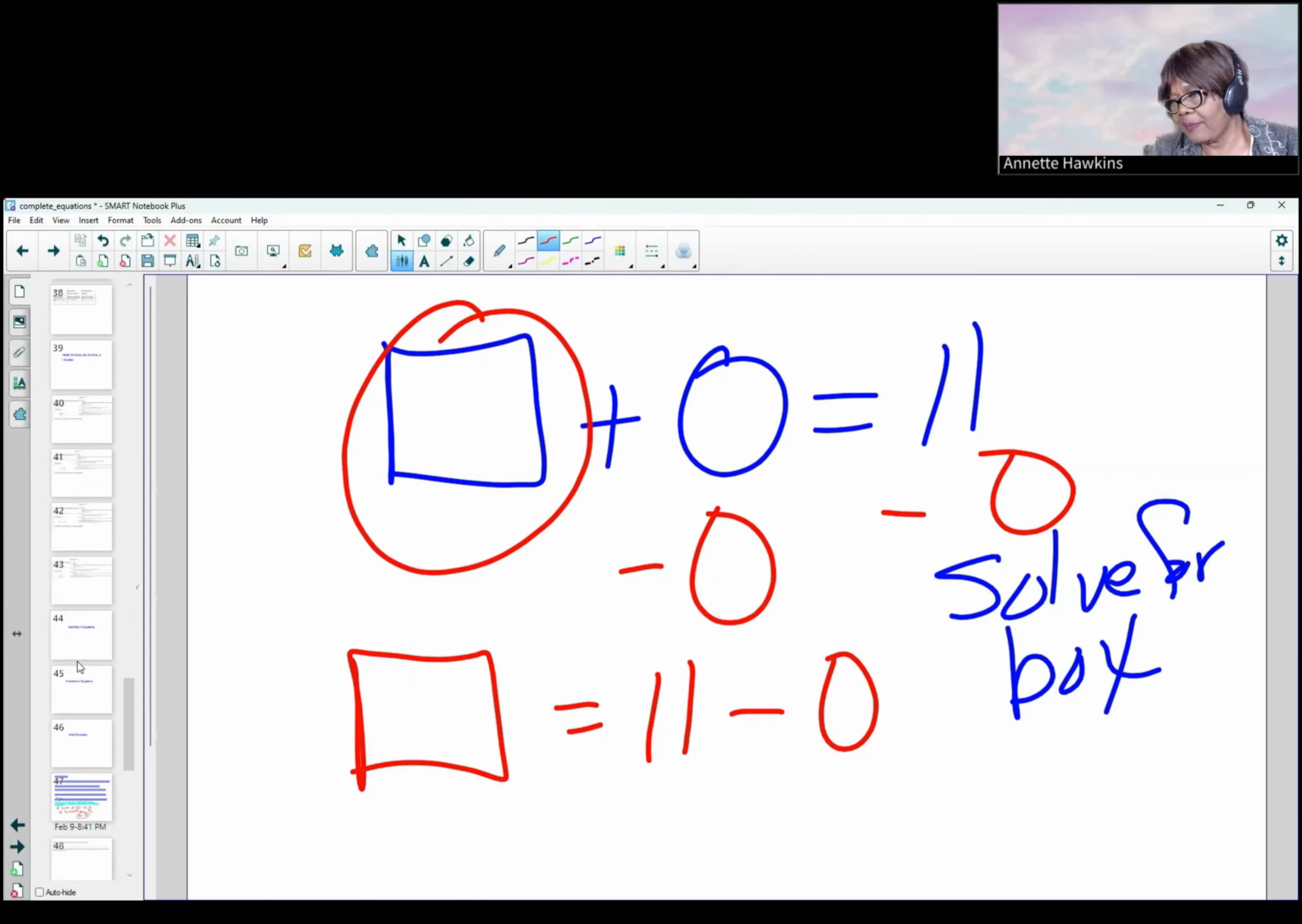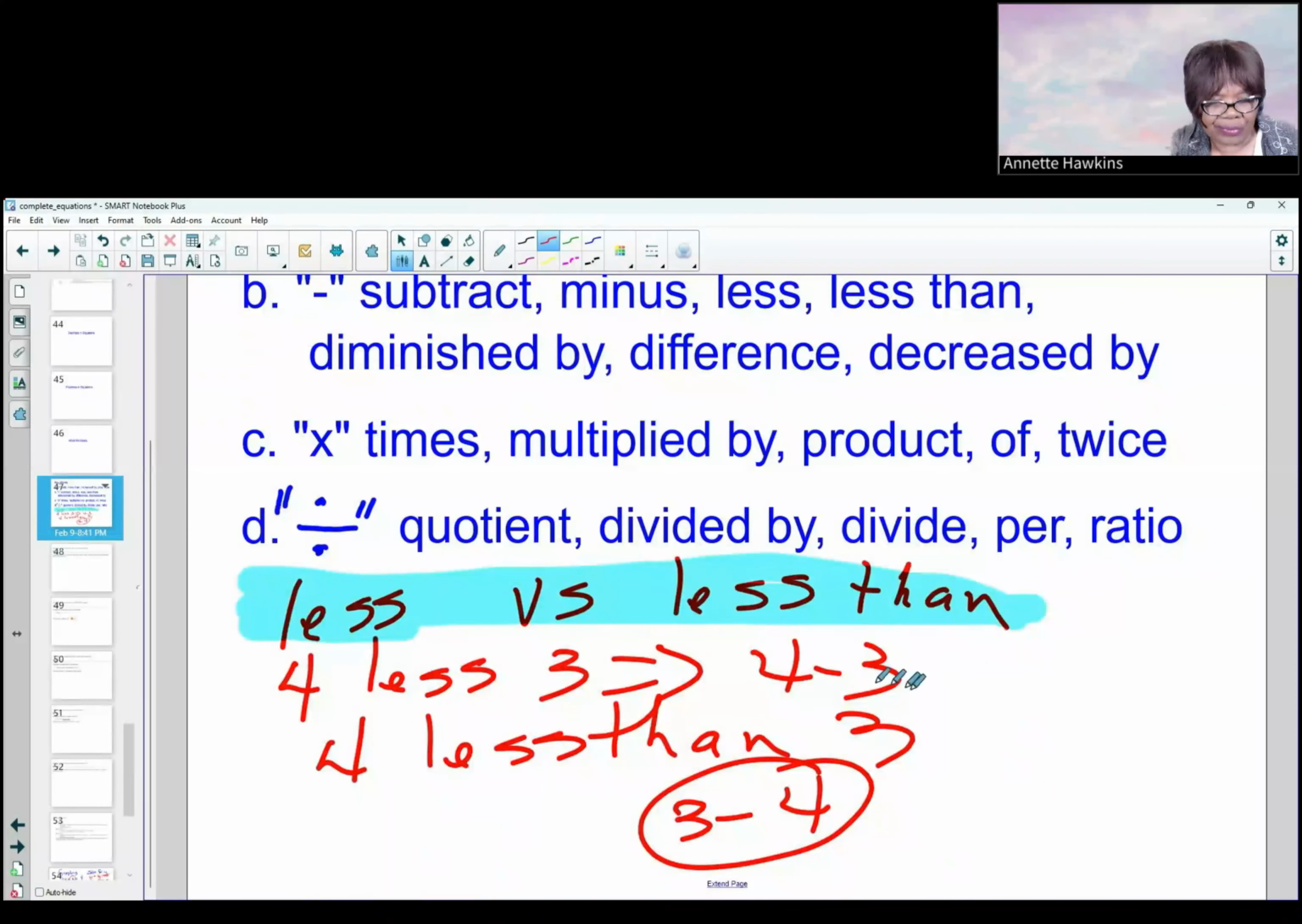Now, less and less than, they are different. If I say 4 less 3, I write 4 minus 3. If I want 4 less than 3, I have 3 minus 4. Notice that with less, you write what you see, and with less than, it goes to the right of that number. So 4 less than 3 would be 3 minus 4.